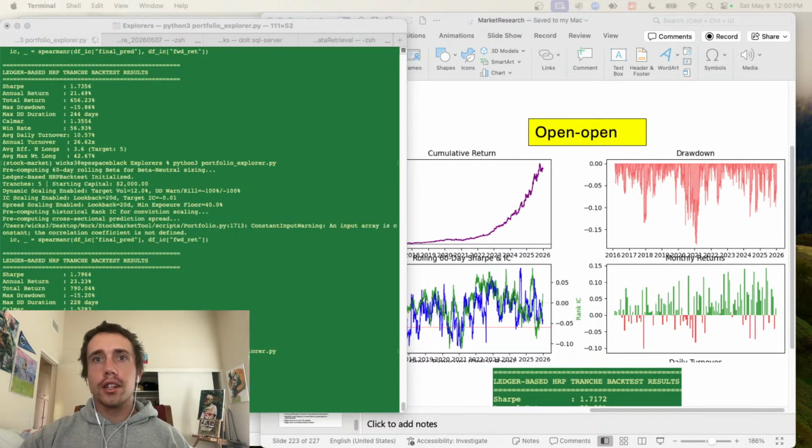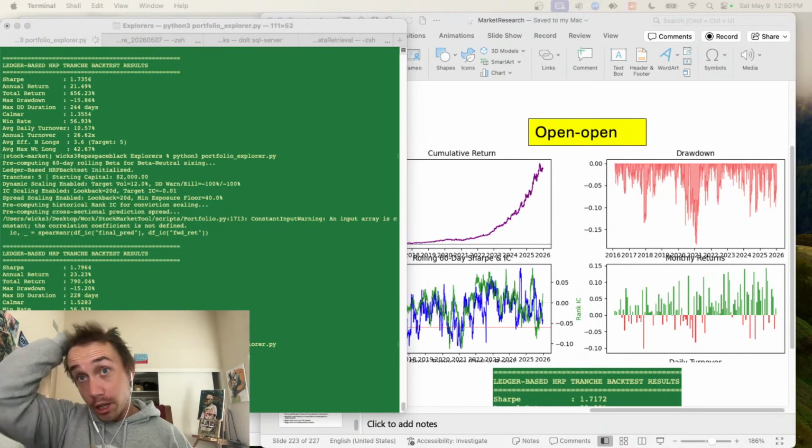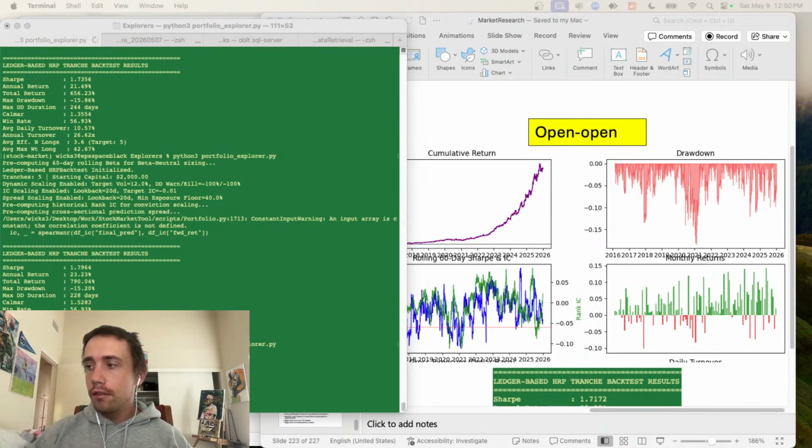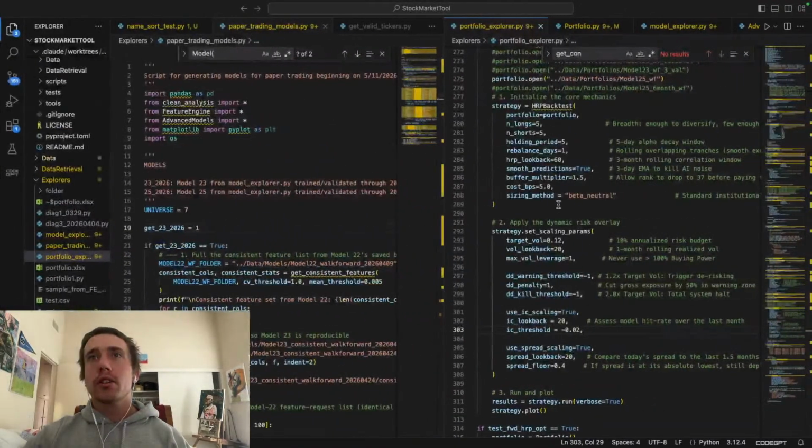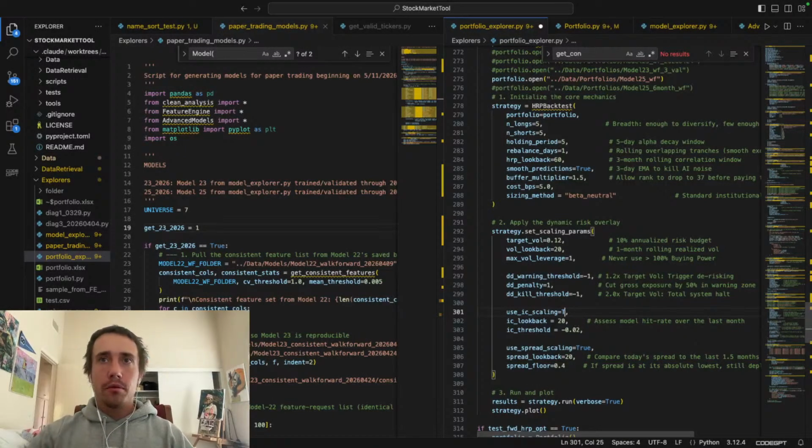So maybe I can accept more volatility if the information coefficient and spread are high enough. Oh, let me look. Actually, I forgot. I want to see. Maybe it performs better also if it's using 10 longs and shorts.